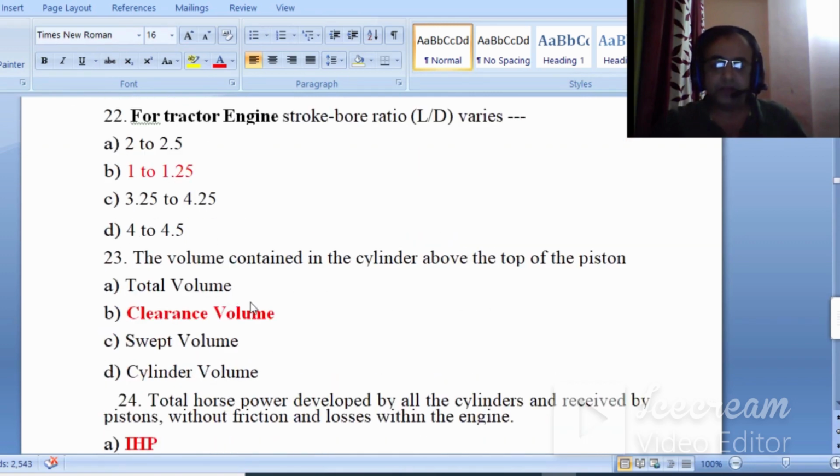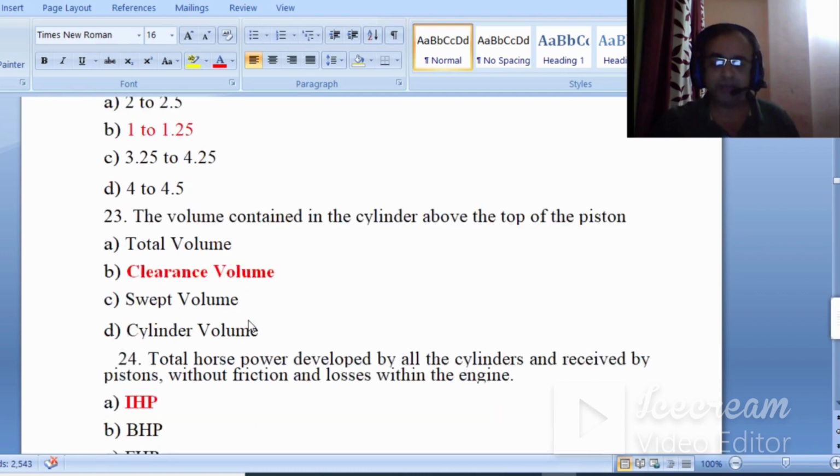Then the volume contained in the cylinder above the top of the piston is known as the clearance volume. In the clearance volume, combustion of the fuel takes place, or compression of the charge also takes place, and the power stroke happens.